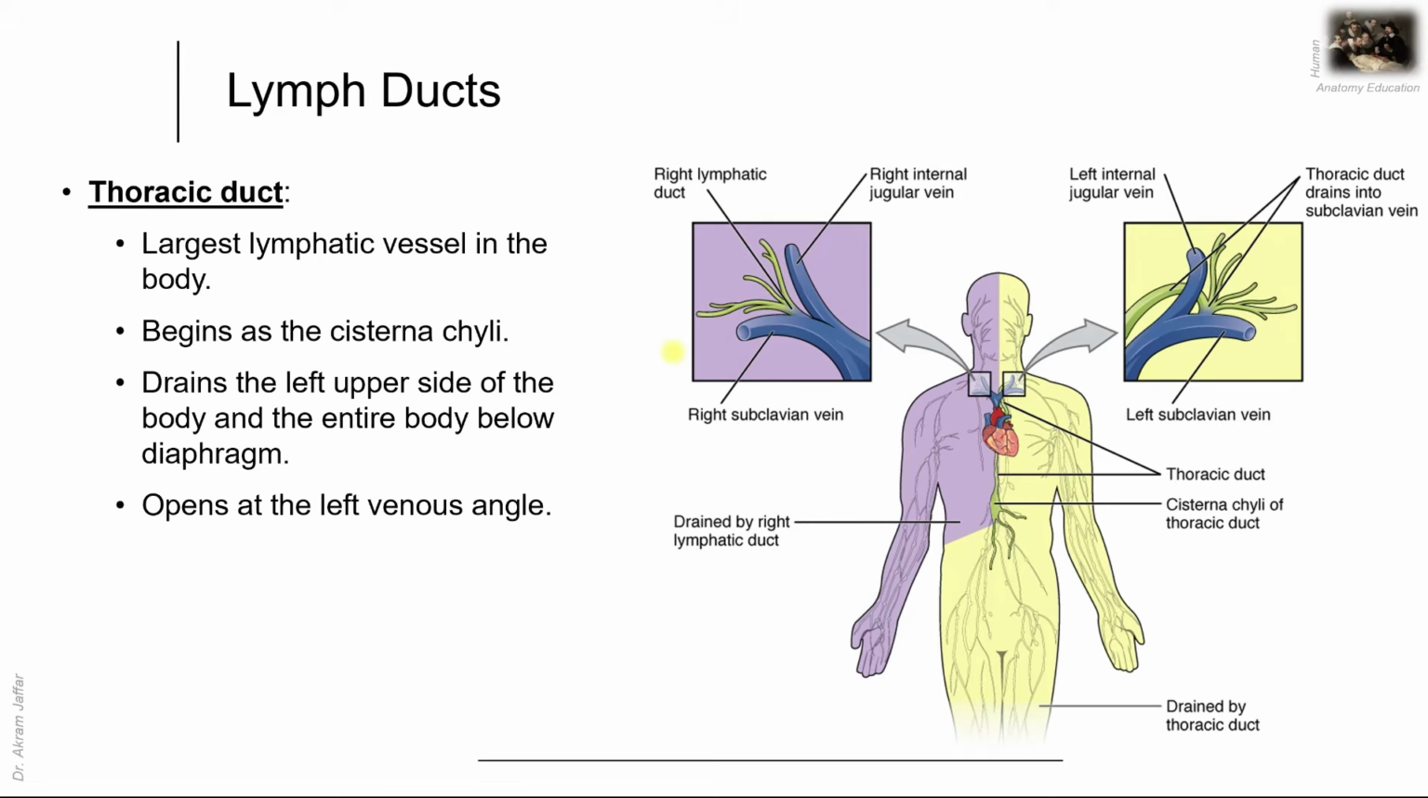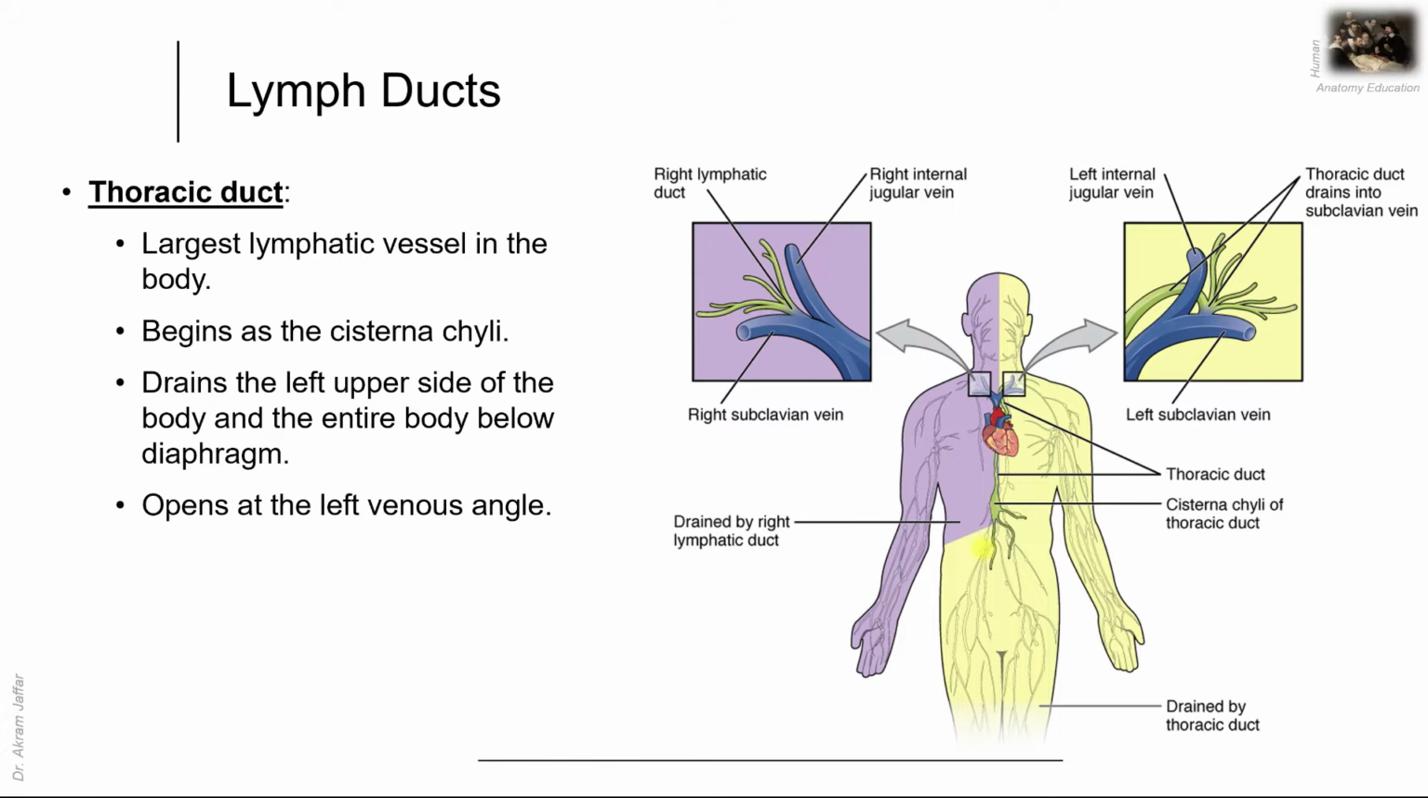The other duct is called the thoracic duct. This is actually the largest lymphatic vessel in the body. Actually, it begins in the upper abdomen as an elongated sac which is called the cisterna chyli. Cisterna means sac, and chyli for the chyle, because it contains the lymph trunks that carry the lymph from the intestine, which is in the form of chyle.